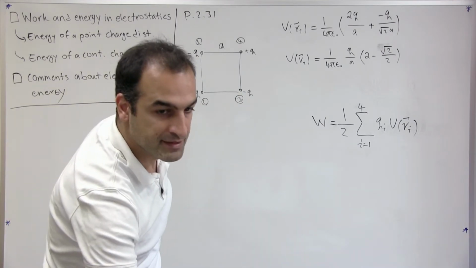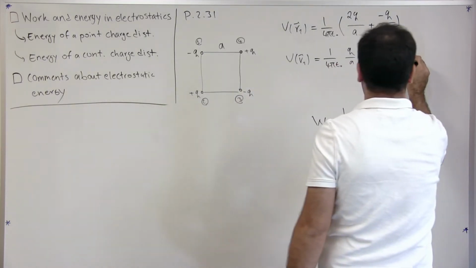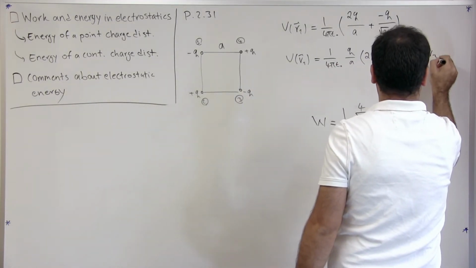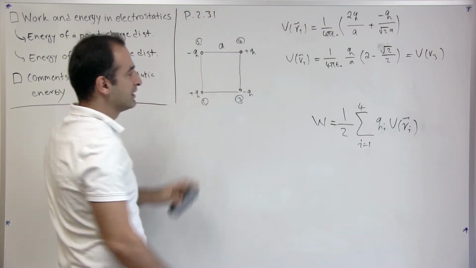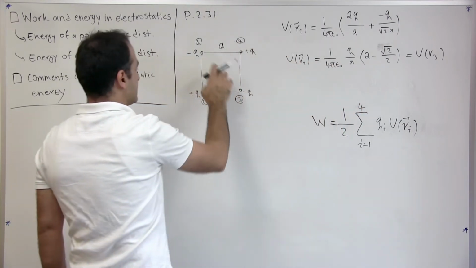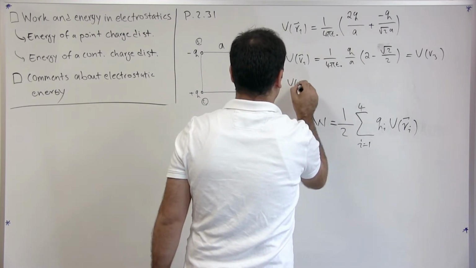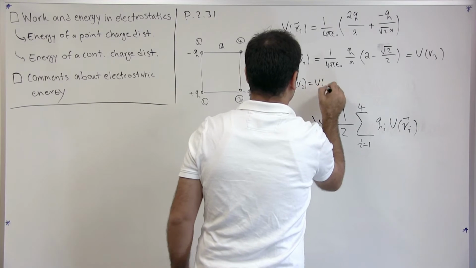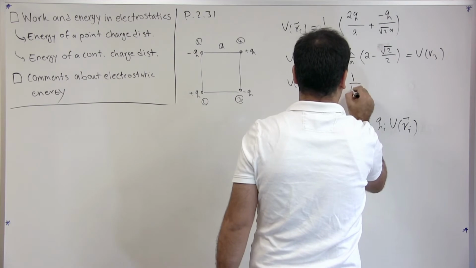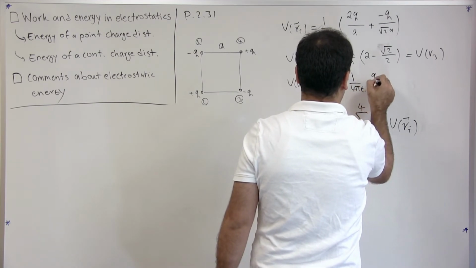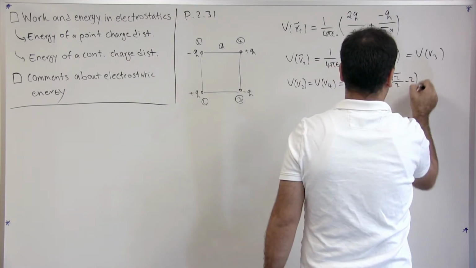Because of the symmetry, V at r3 is going to be the same. And then V at r2 and r4 have exactly the same shape, but the charges are negative where the other one is positive, so it's going to be the negative of what we have here. So V at r2 is equal to V at r4, and that's exactly like this but with a negative sign: 1 over 4 pi epsilon 0 q over a times square root of 2 over 2 minus 2.